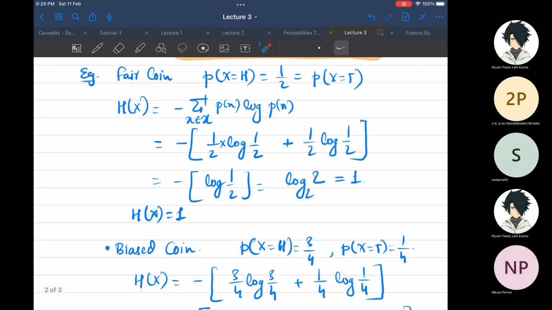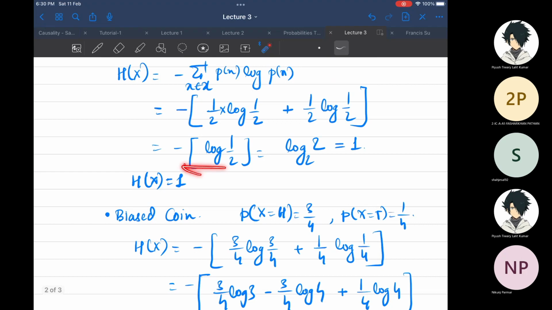So we tried to calculate the entropy of this fair coin, and the entropy formula is this one. We simply substituted: there are two possible outputs, heads and tails. For heads the probability is 1 by 2, so 1 by 2 log of 1 by 2 is the term for heads. Then we added the tails part: half is the probability of tails, so half log half is the corresponding term for tails. And a simple calculation will tell you that this is nothing but equal to 1.